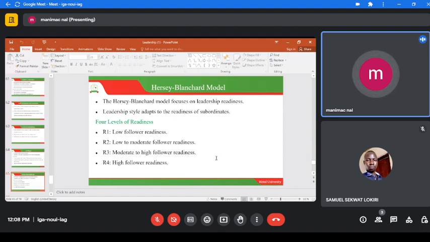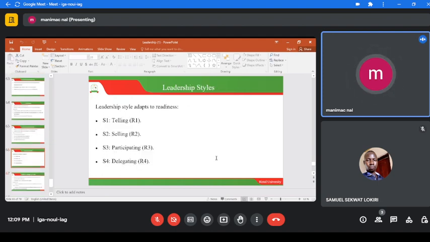So the Hersey-Blanchard model is a model that focuses on leadership readiness. In this model, we are looking at leadership styles that need to adapt to the readiness of subordinates. It has four levels of follower readiness. Number 1 looks at low follower readiness. Number 2 looks at low to moderate follower readiness. Number 3 looks at moderate to high follower readiness. Lastly is high follower readiness.